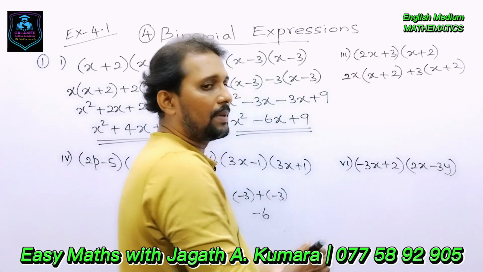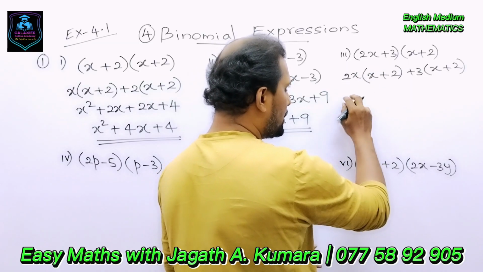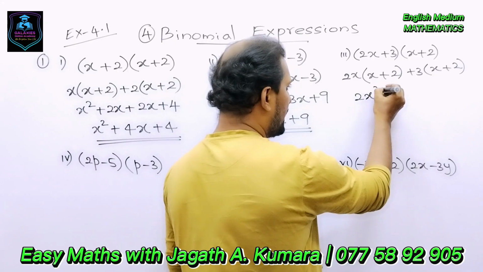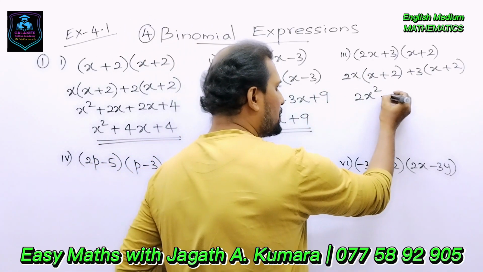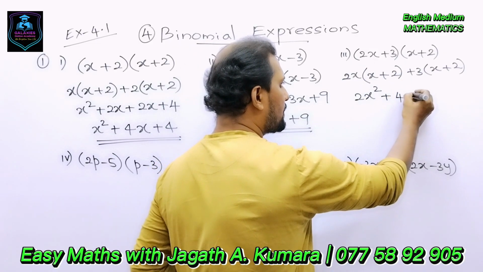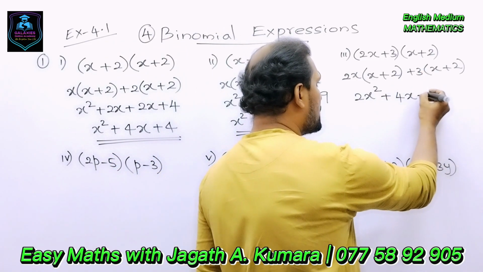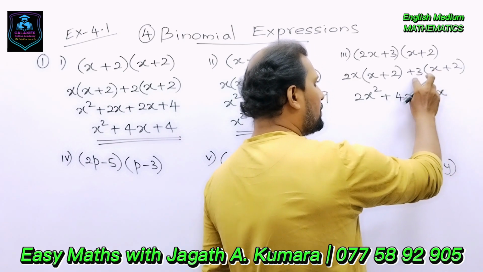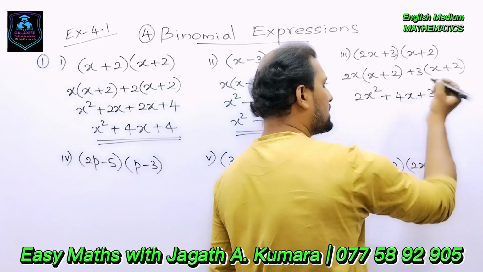Then you have to multiply, no? Remove the brackets. Positive multiply positive, positive. 2x multiply x, 2x squared. Positive multiply positive, positive. 2x multiply 2, 4x. Positive multiply positive, positive. 3 multiply x, 3x. Positive multiply positive, positive. 3 multiply 2, 6.